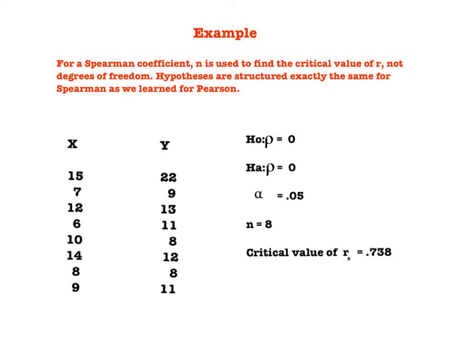Here's an example. Remember that for the Spearman coefficient, n is used to find the critical value of r, not degrees of freedom, as is the case with a Pearson coefficient. The hypotheses, though, are structured exactly the same way for Spearman as we learned to do it in Pearson. So we can have one-tailed tests of the hypothesis, or we can have two-tailed tests as we have here. We're going to reject the null hypothesis if the calculated value of r is greater than our critical value, and our critical value from the table is 0.738.